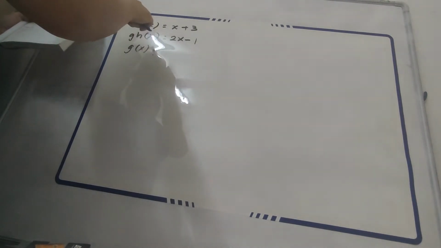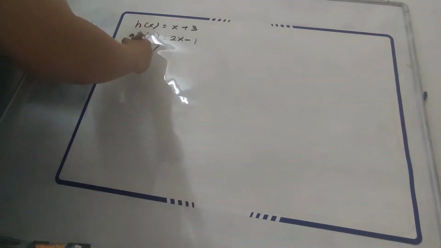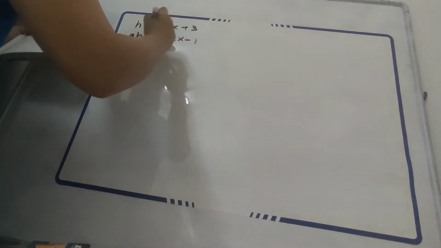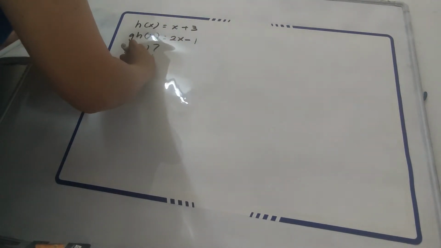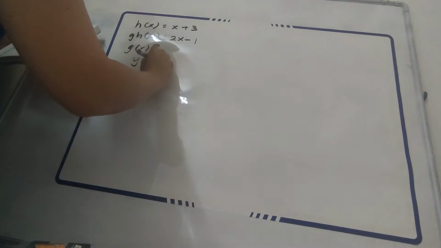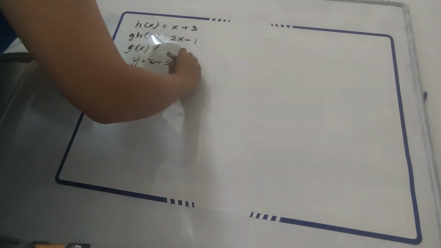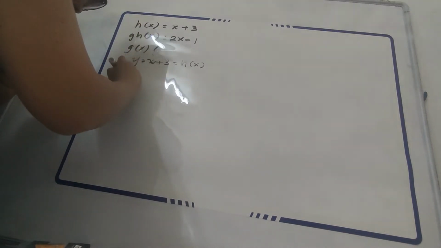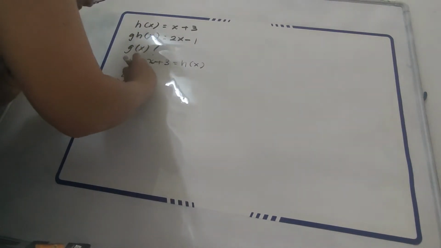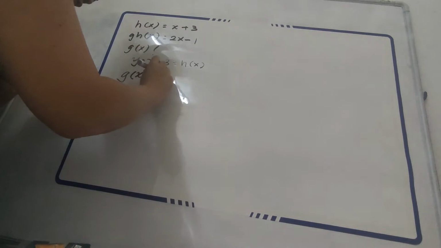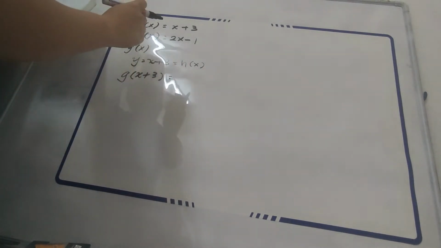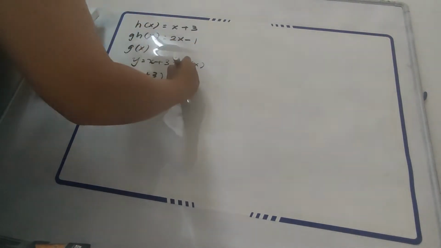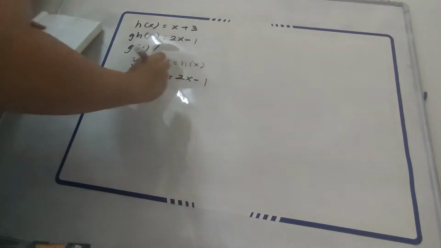First of all, to solve these questions, you need to state that y is equal to x plus 3, or equal to h(x). So you substitute inside g(x plus 3) equals to 2x minus 1.